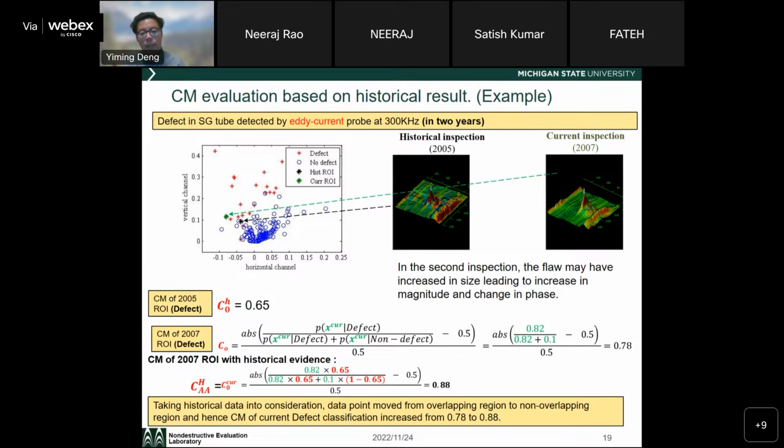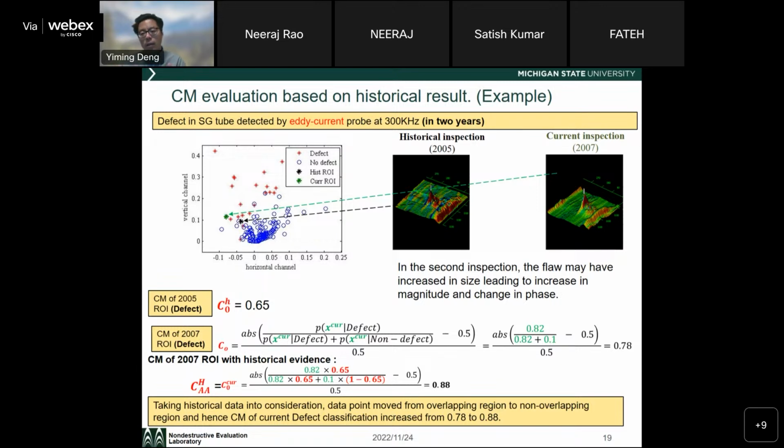Particularly if the flaw increases in size over 2 years, then your signal magnitude and phase will change. Because of your physical model, you understand how this magnitude and phase is going to change when you have an increased flaw size. Let me make it clear that the signal magnitude and phase may not be positively correlated. It may decrease when you have an increased number of flaws. It depends on the physics of the NDE method.